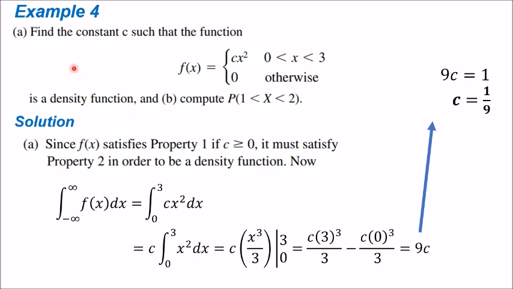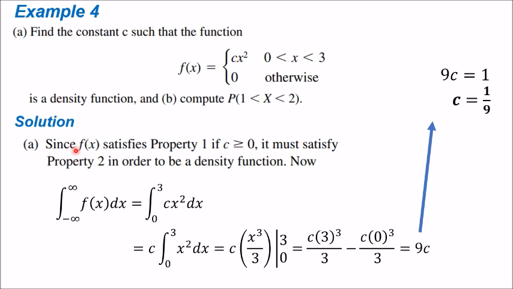Example number 4. Find the constant c such that the function, this one, density function, is cx squared if x is from between 0 and 3, and it is 0 otherwise. If the values of x is not in this range, meaning 0 ang value ng ating density function. This is the density function. We have to find this c here, and then letter b, compute the probability of x between 1 and 2.